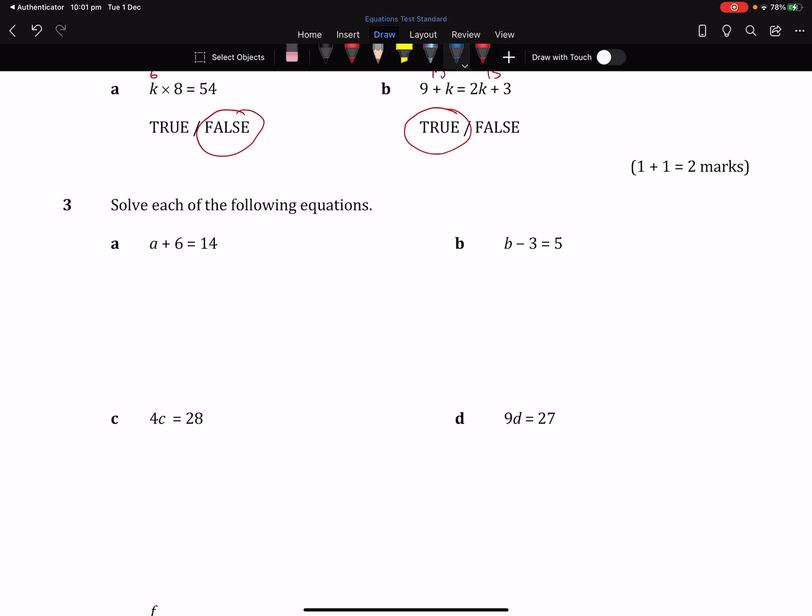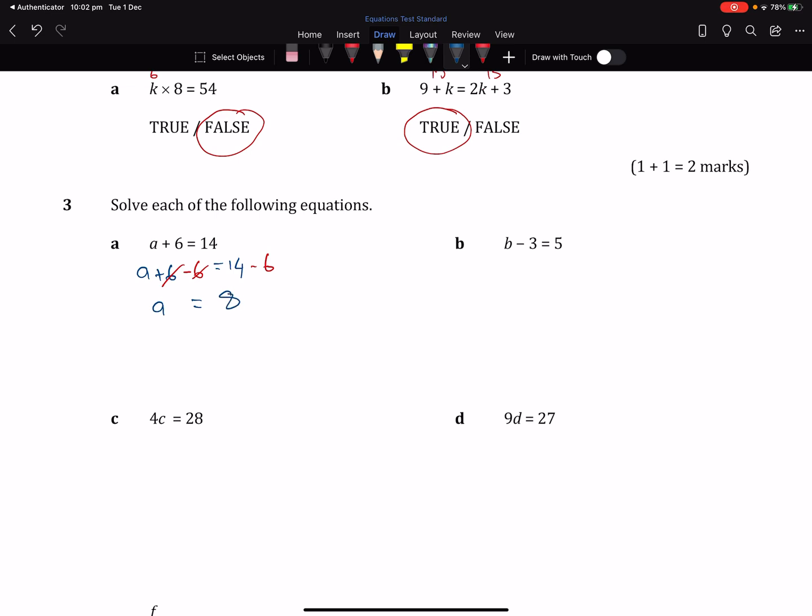So we should be seeing a plus 6 equals 14. We need to undo the plus 6. So we're going to have a plus 6. Then we're going to have minus 6 on there, being equal to 14 minus 6. Of course, that means these now cancel out. So we end up with a being equal to 14 minus 6, of course, is 8. Okay, so there's our first solution.